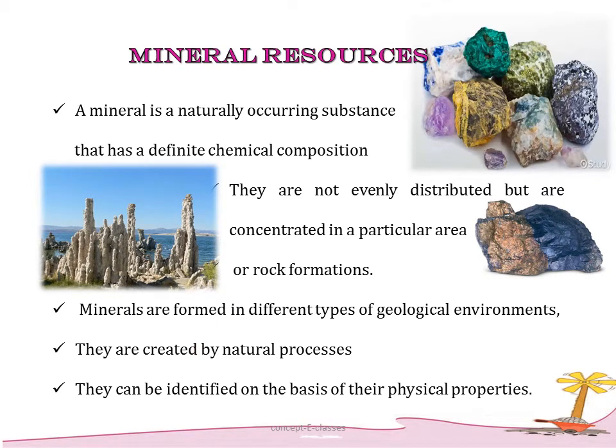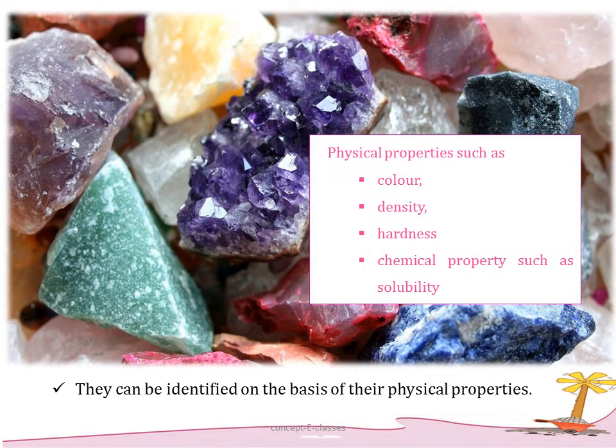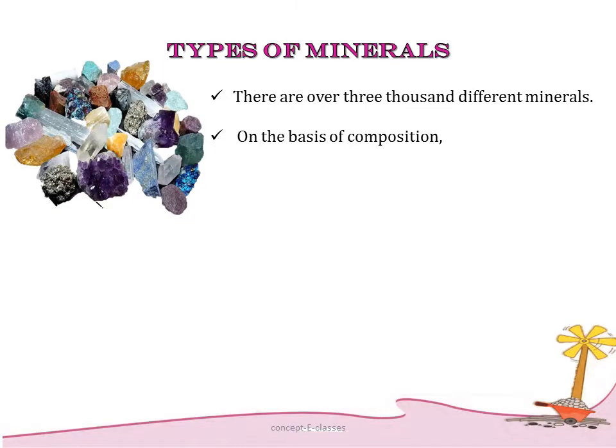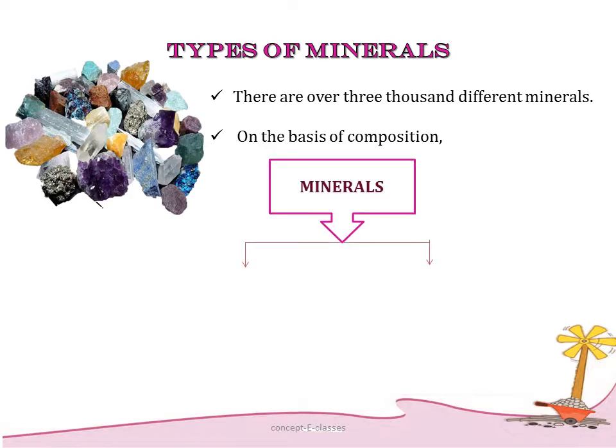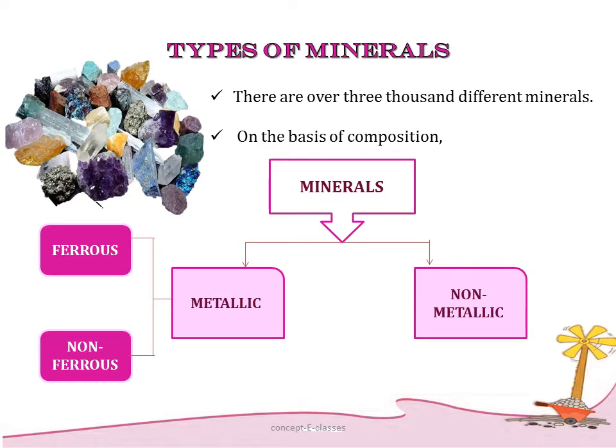Now these minerals can be identified on the basis of their physical properties such as color, density, hardness, and chemical properties such as solubility. Now let's see the types of minerals. There are over 3,000 different minerals in the world, and on the basis of composition, minerals can be classified as metallic and non-metallic minerals. And metallic minerals can again be subdivided into ferrous and non-ferrous minerals. So let's now discuss each of these briefly.